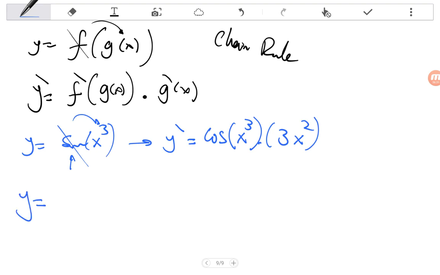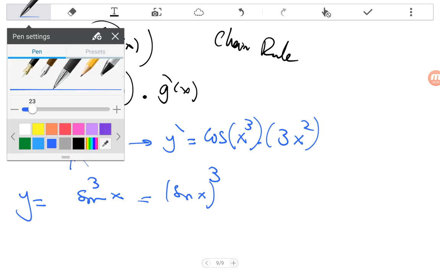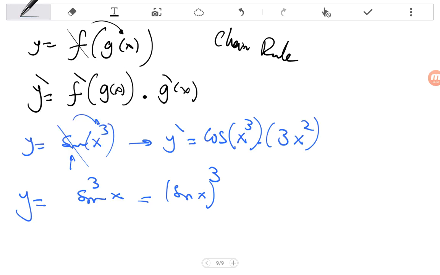What if I told you I need to find the derivative of sine cubed of x instead of sine x cubed? Now remember, what is sine cubed of x? It is just sine x all to the power 3. So what is the outer function in this case? It is cubing. And what is the derivative of cubing? What is the derivative of x cubed?